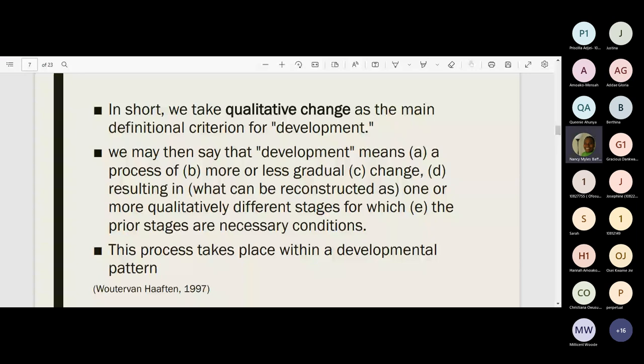In short, we take qualitative change as the main definitional criterion for development. Can you see that? We take qualitative change as the main definitional criterion for development.